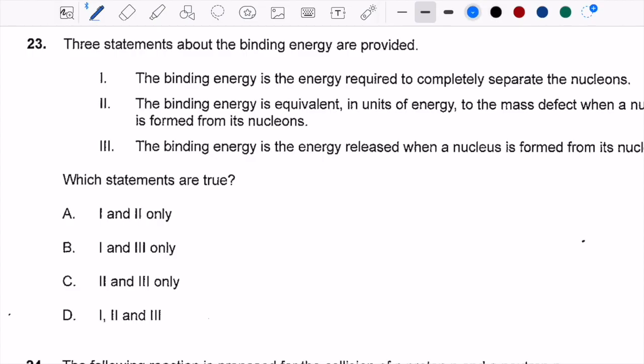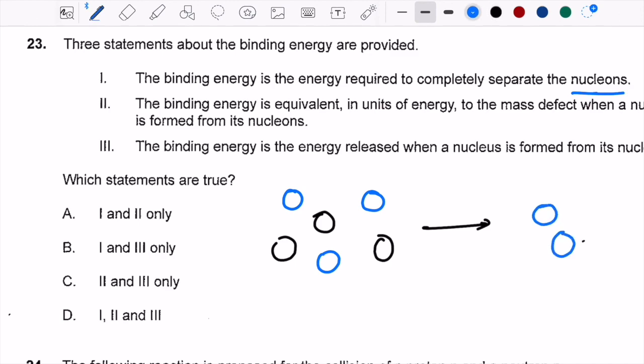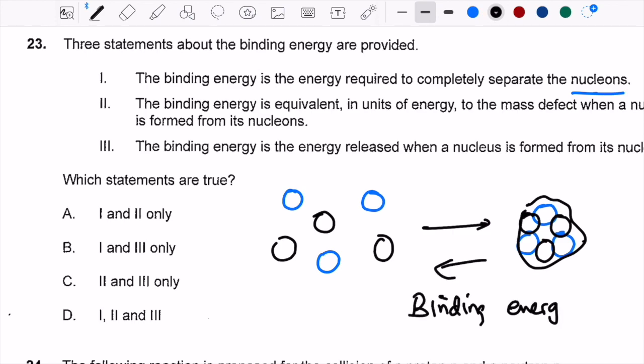Binding energy. What we have to understand is that binding energy is the energy required to completely separate the nucleons. That's right. What I mean is, if you have separate protons and neutrons, when they combine into a nucleus, they actually release this energy. So if you want to move it the other way around, you need to provide binding energy. The equivalent of binding energy should be provided so you can separate them. So binding energy is the energy required to completely separate the nucleons.